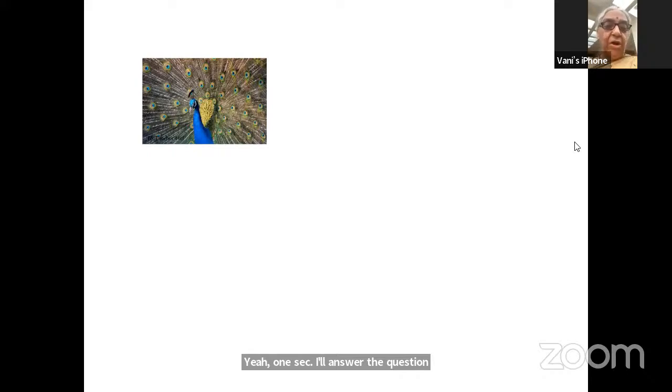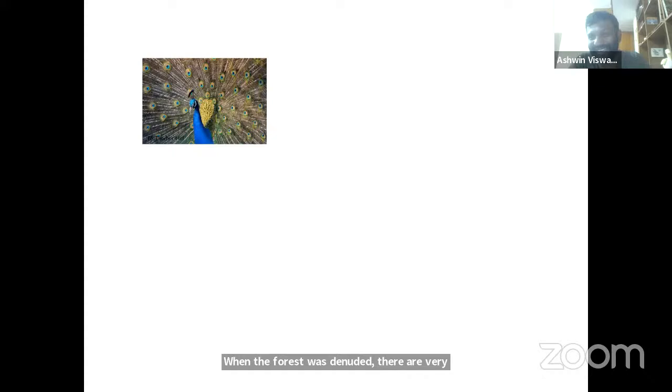I'm not sure, but I see lots of peacocks in Manipal. And they destroy crops. That's true. So, peafowl. I was here 30 years ago and there were lots of peacocks in the forest in Manipal. When the forest was denuded, there are very few peacocks. Okay, that's interesting. This is observation without eBird.